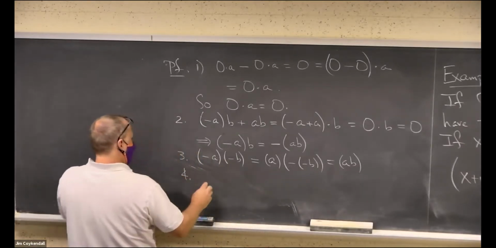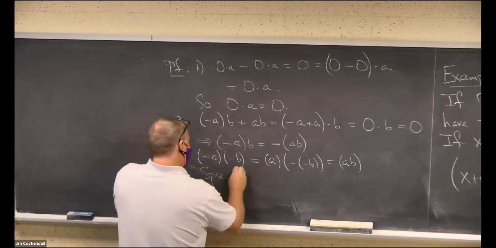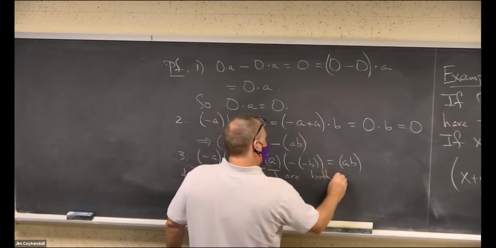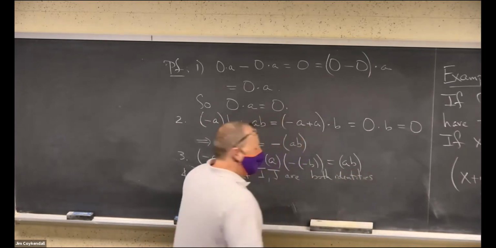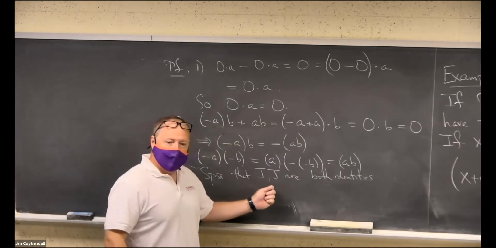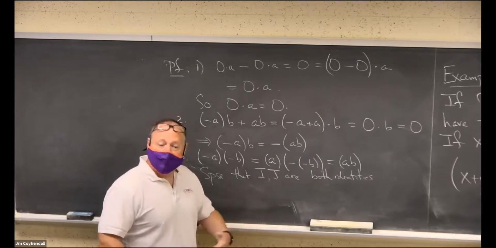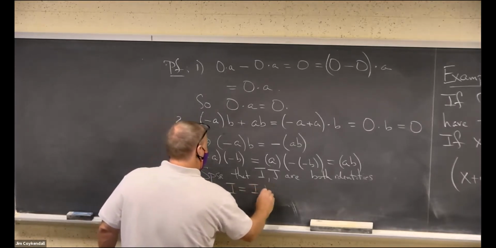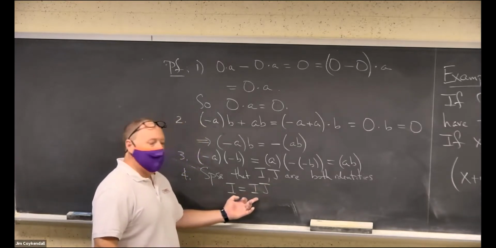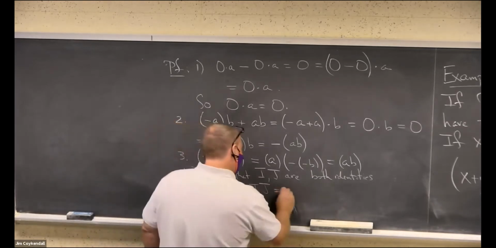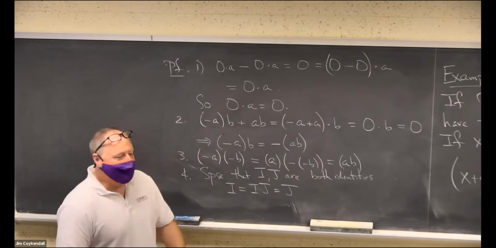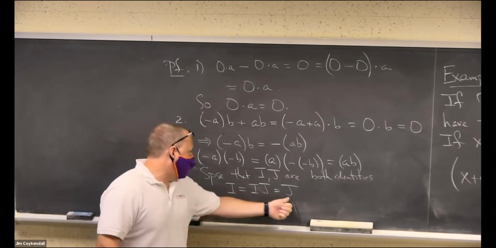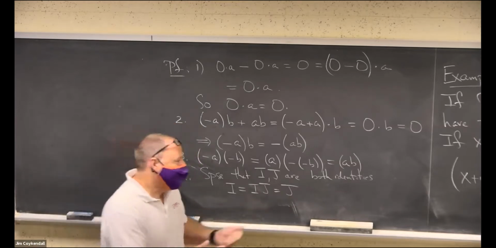Number 4. Suppose that I and J are both identities. What I mean by that is, if you multiply anything in the ring on the left or right by either one of these, it leaves it alone. So I can prove it's unique this way. When I multiply I times J, I get J, because J is an identity. But also, since I is an identity, I times J is J, and J times I is I. So I equals J. So it's unique. I almost feel like I have to take a shower after that one. I feel a little dirty. But it works, so I and J are the same thing.